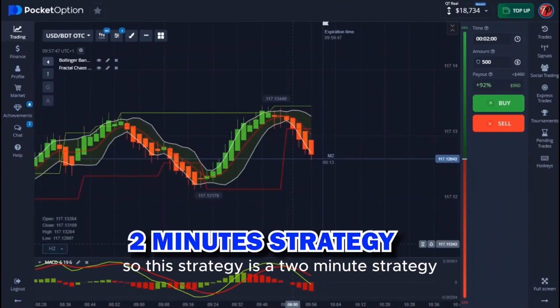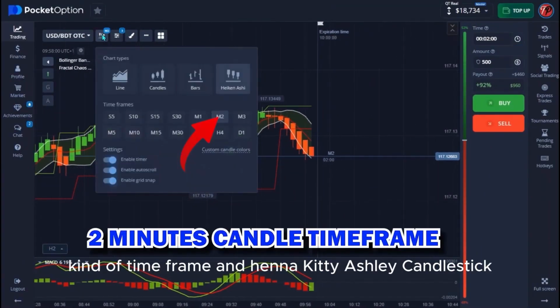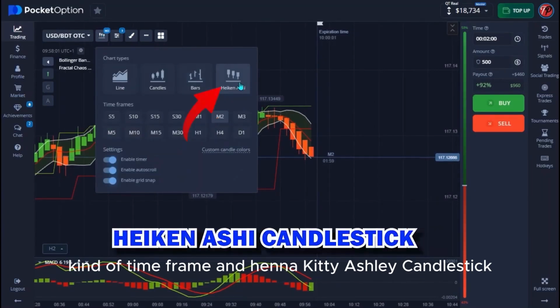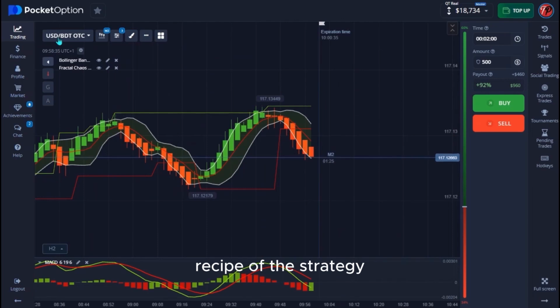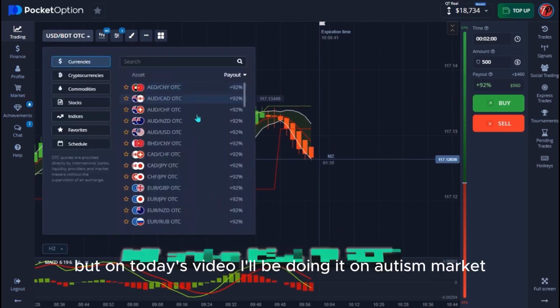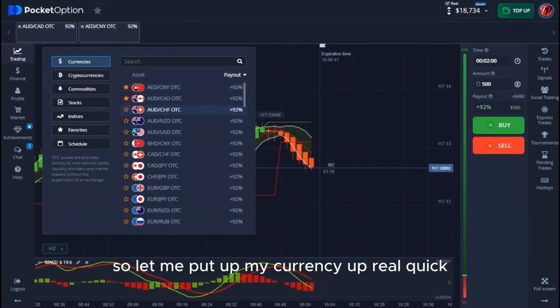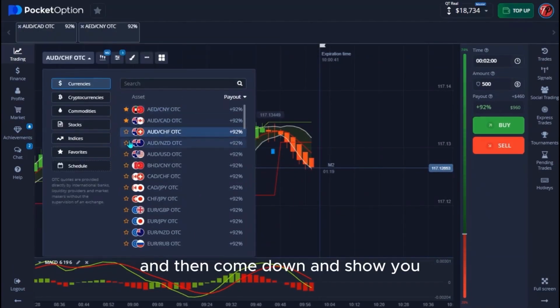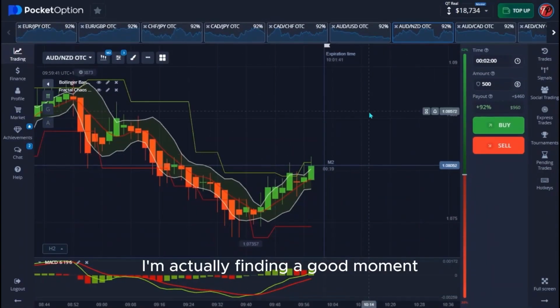This strategy is a 2-minute strategy, and I'm making use of it on a 2-minute candle time frame with Heikin Ashi candlesticks. All right, so that's pretty much it. This strategy works with both OTC and the real market, but in today's video I'll be doing it on the OTC market. Let me put up my recipe real quick and then come down and show you how perfectly this strategy works. All right, okay guys, right here I'm actually finding a good moment.